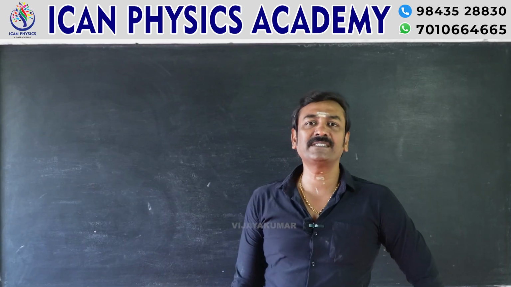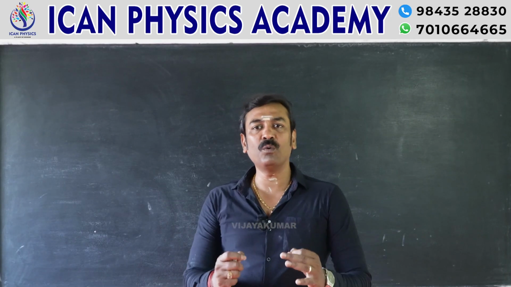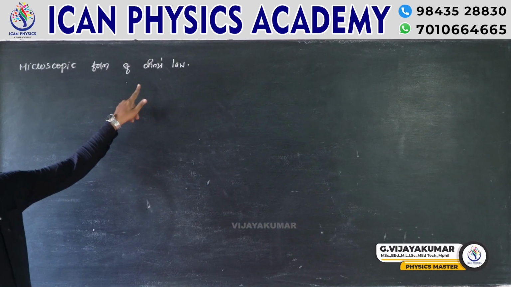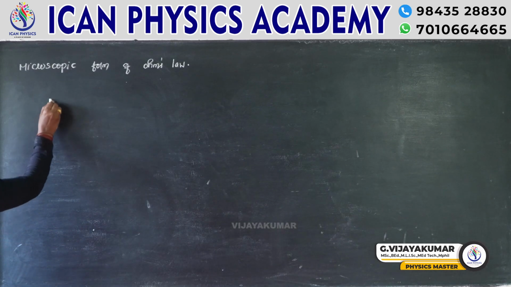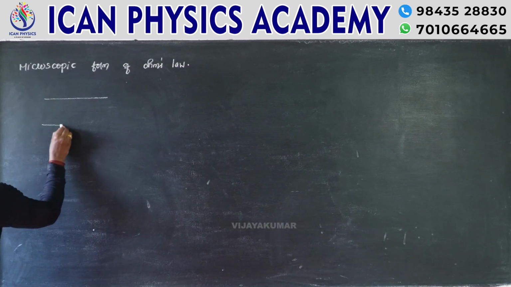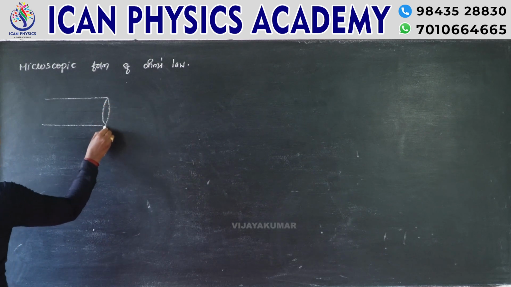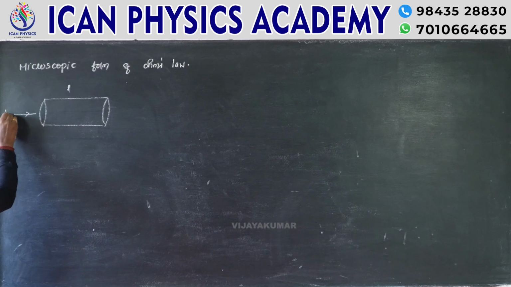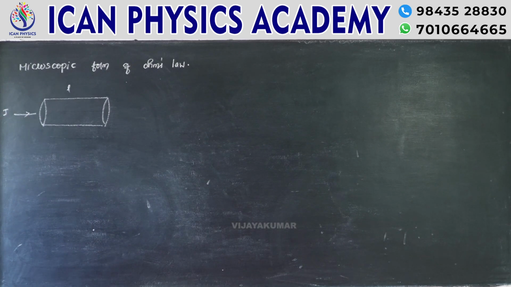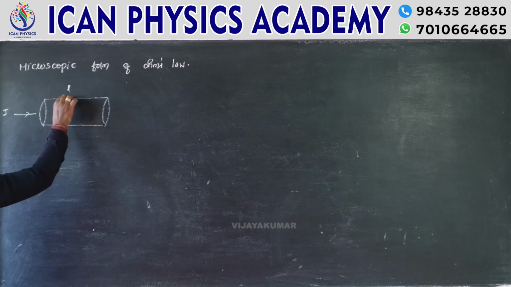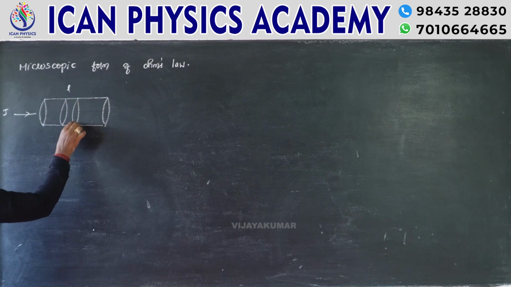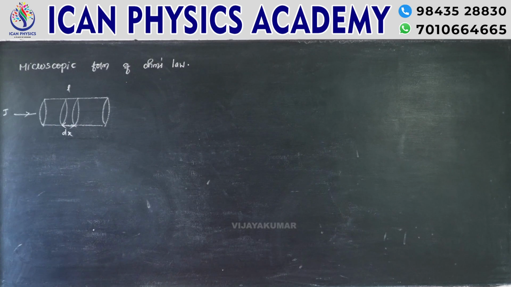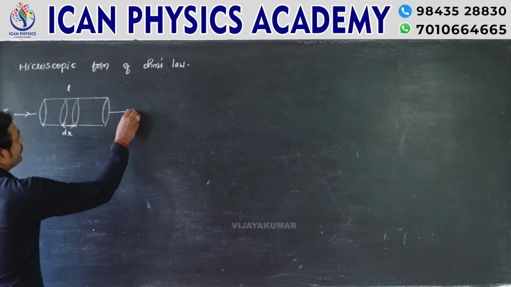Now in this class we are going to see the microscopic form of Ohm's law. Let's enjoy the class. So the topic is the microscopic form of Ohm's law. Let us consider a conductor of length L. Let I be the current flowing through the conductor. In that we can consider a small area and its small displacement is taken as dx, so that the current comes through it.